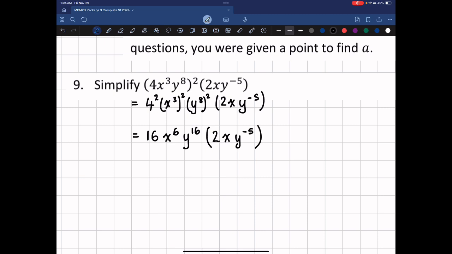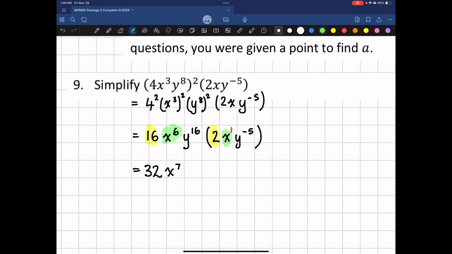Okay, so now let's multiply the various factors together. 16 times 2, which is 32. And then we have x to the 6 times x. Remember, there's an invisible 1 on that exponent. When you multiply that bases, you add exponents. So that would be x to the 7.